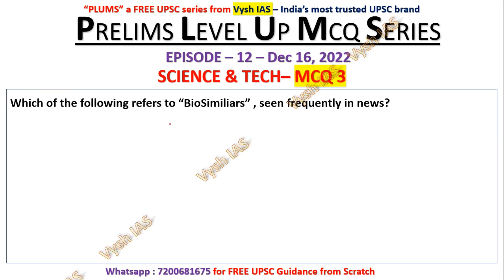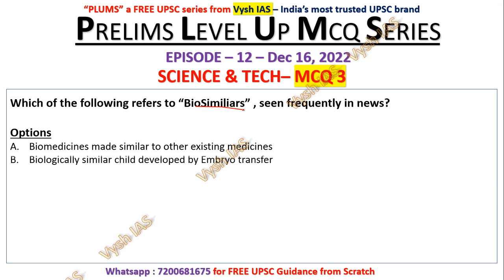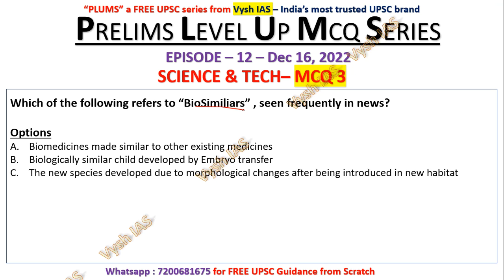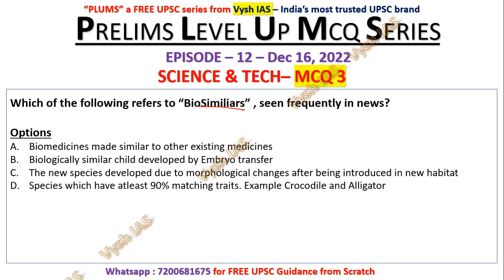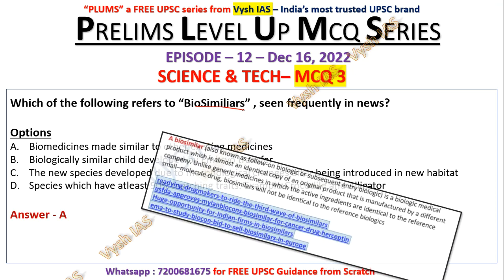Now question number 3, which of the following refers to biosimilars seen frequently in news? Okay, so biosimilars: biomedicines made similar to other existing medicines; a biological similar child developed by embryo transfer; a new species developed due to morphological changes after being introduced in a new habitat; species which have at least 90% matching traits, example crocodile and alligator. So what is a biosimilar? Answer is A, that is biomedicines made similar to other existing medicines.